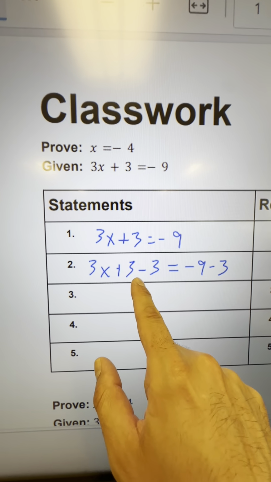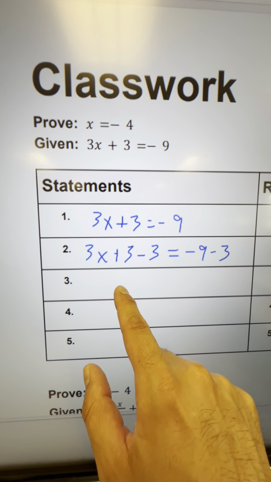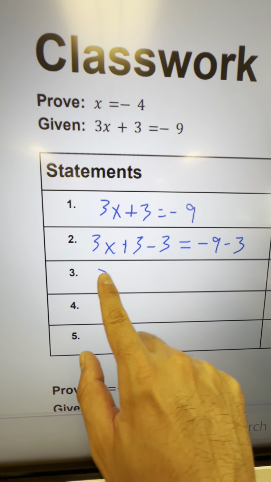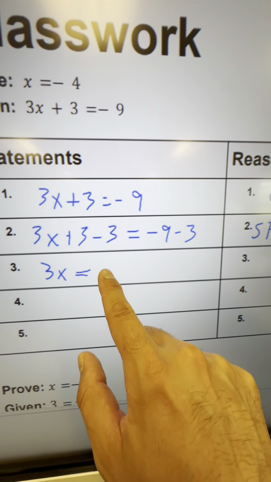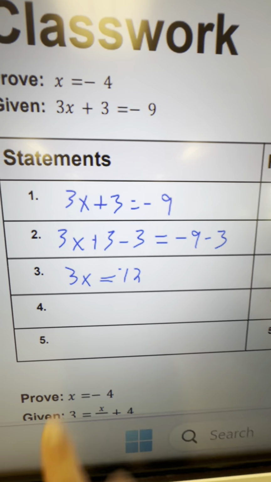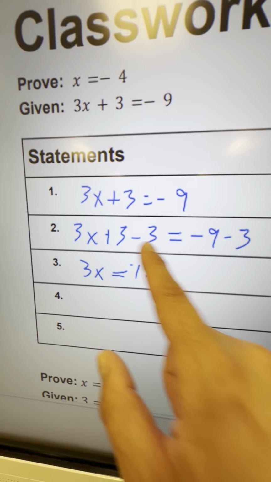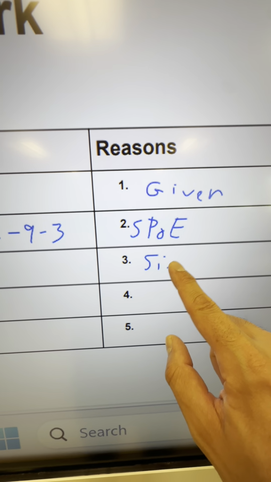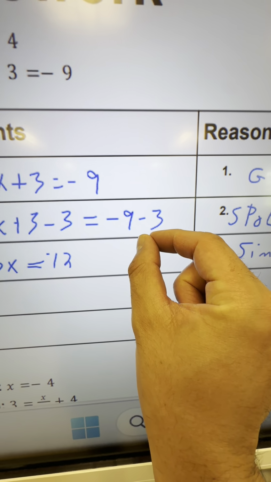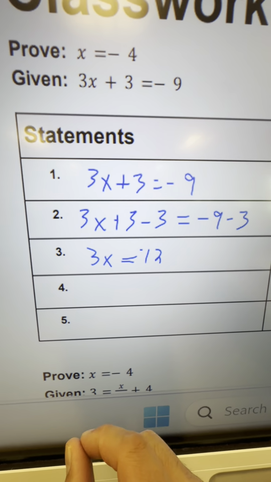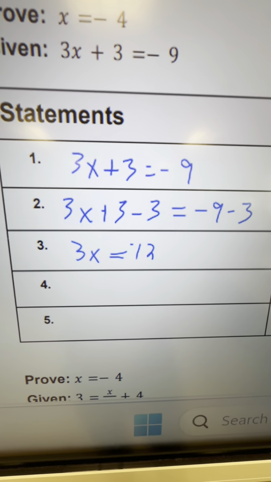So I can see the same thing here. When I combine 3 positives and 3 negatives, that's a zero pair. So I'm left with 3 x's. Bring down my equal sign, and -9 minus 3 is just 12 negatives. So -12. And the reason for this is called simplify. I'm just simplifying because I put these together to get -12, and I put these together to cancel out to give me 0, and I'm left with 3x is -12.